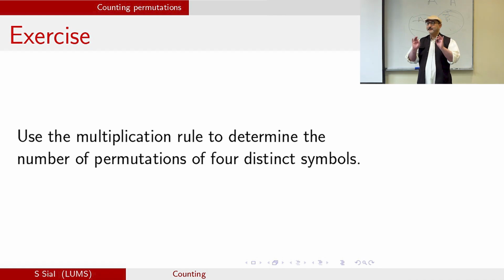How many ways of writing 4 distinct symbols in a row? No repetitions. 4 ways to select the first one. You've used one of them. So 3 ways to select the next one, 2 ways to select the next one, 1 way to select the next one. So 4 times 3 times 2 times 1 according to the multiplication rule.